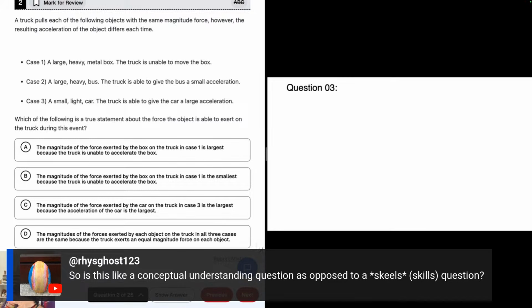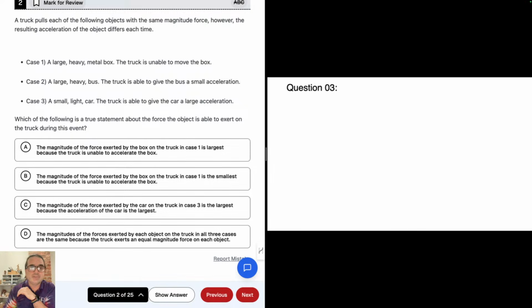So yes, this is a conceptual understanding question as opposed to a skills or a mathematical question. And there will be a good balance of conceptual understanding versus mathematical skills. This is an example of a conceptual understanding one, whereas the previous one was really more mathematical skills.